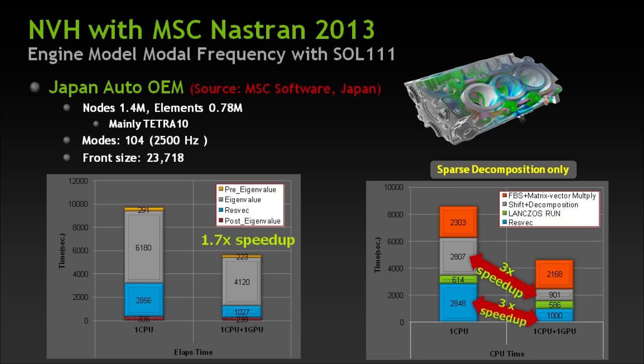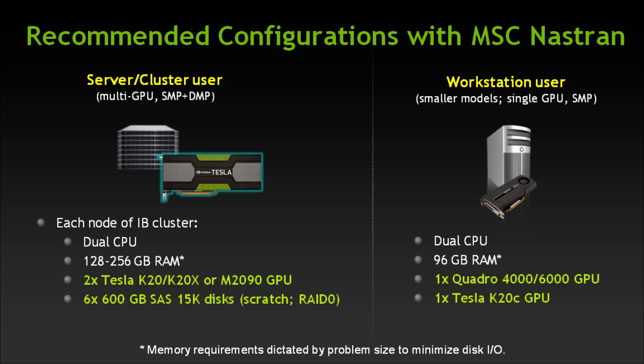If you just look at the sparse decomposition, the speed up is roughly about 3x. So Amdahl's law cuts it down to about 1.7x in terms of end-to-end wall times. Key message: a variety of solution sequences use the sparse solver. Some of the ones like 101 and 108, which exploit the sparse matrix factorization to a significant extent, are more favorably impacted by GPU acceleration compared to the modal solutions.